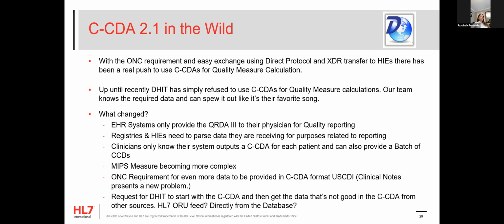Okay, so with ONC requirements easing the exchange of Direct protocol and XDR transfer to HIEs, we are seeing that CCDAs are being used en masse and are easily available at this point. Up until recently, Dynamic Health IT basically refused to use a CCDA for quality measures. We actually did not certify with HEDIS because they wanted our CCD to meet the measures. We were trying to certify 93 measures and it just wasn't going to happen. We could probably do 7 really good, 25 kind of well. So we didn't take that approach at the time.